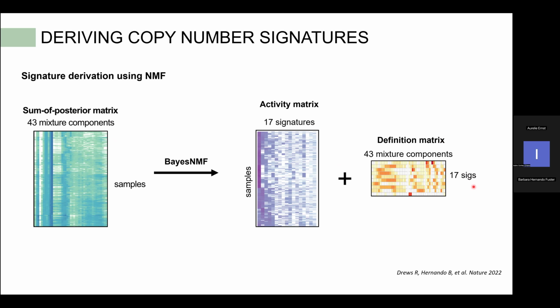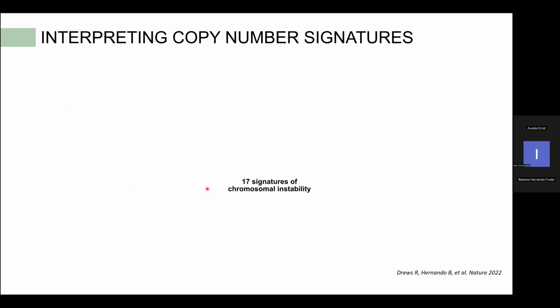And in this case, we extracted 17 signatures, and these signatures are defined in the feature encoding that we have defined. And then we have an activity matrix that is giving us the level of activities of these different signatures in the different samples that are included in our cohort. So this process of non-negative matrix factorization actually was explaining 17 patterns of copy number alteration, 17 signatures of chromosomal instability.